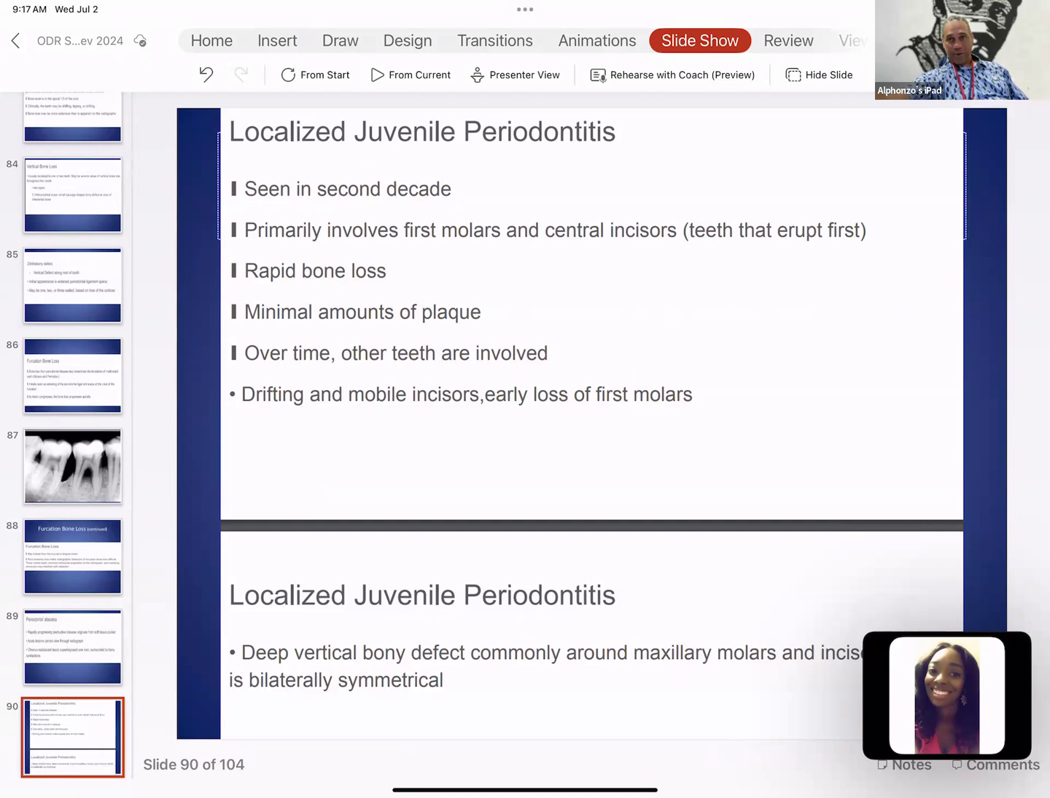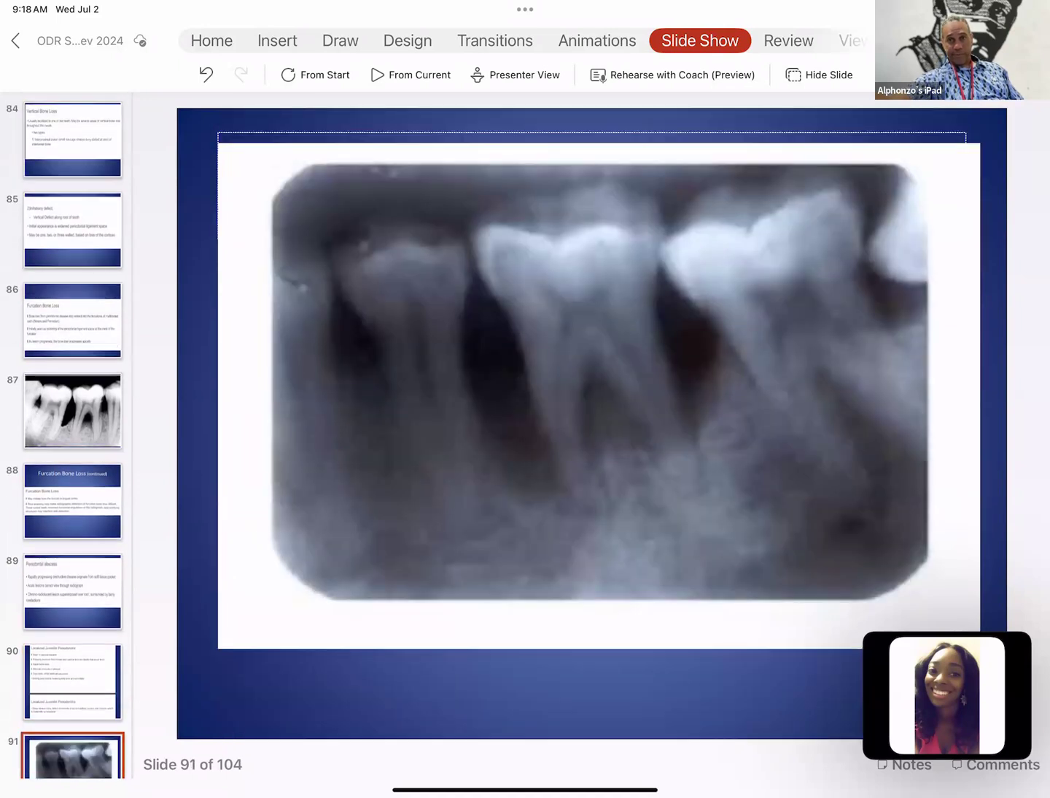Localized JP, you should know what this is, but I understand that Perio is not teaching this now. This was an older concept about periodontitis and how it affects patients sometimes. I've seen this in my office many times, actually. A lot of times patients have perio around all their first molars. So it's a concept you should understand, but it won't be on the test.